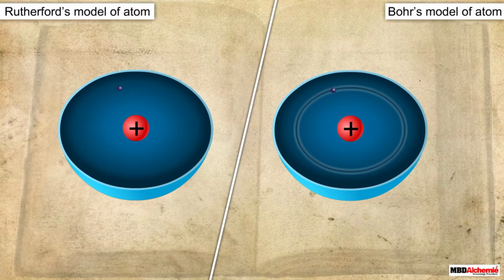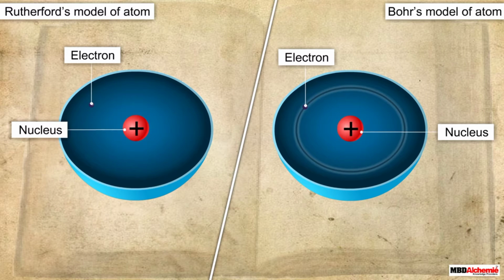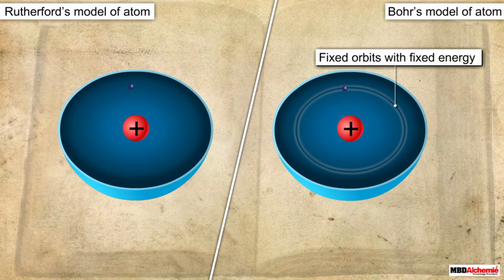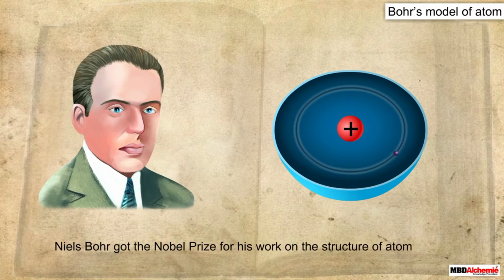So, the final model of Niels Bohr is similar to the Rutherford model of an atom, which states that atom consists of positively charged center around which the electrons revolve. The only difference was that in Bohr's model, electrons revolve around the nucleus in fixed orbits with fixed energy. For his work on structure of atom, he got a Nobel Prize in 1922.